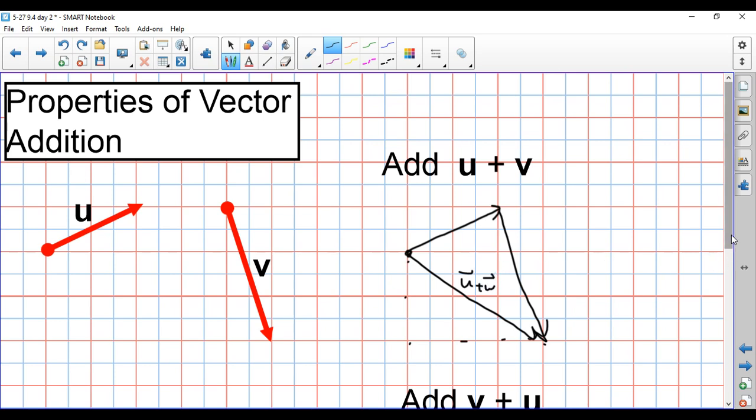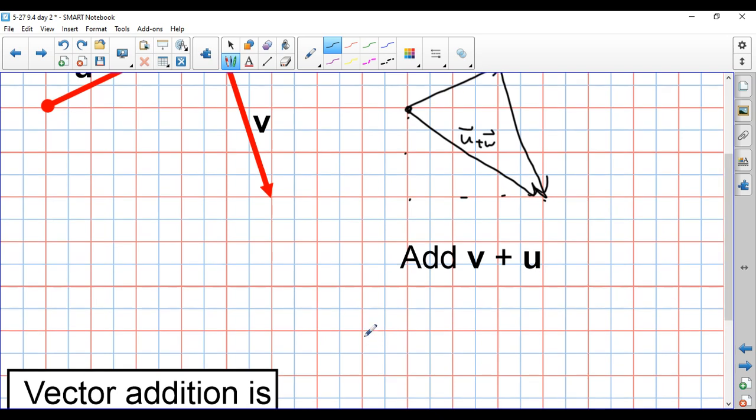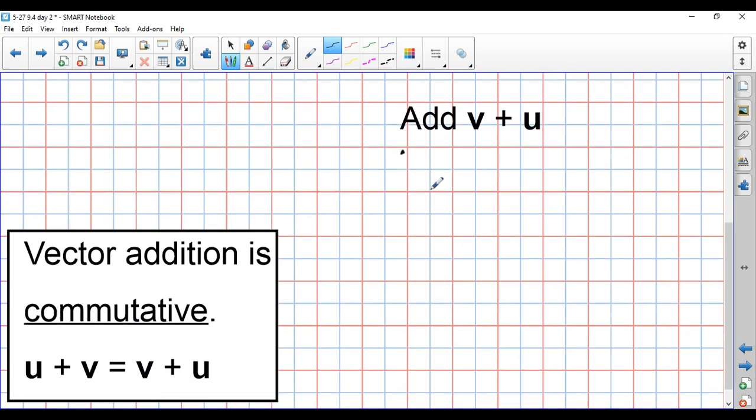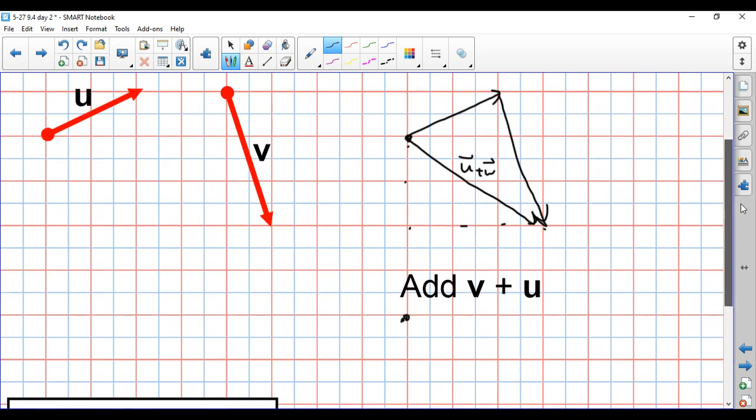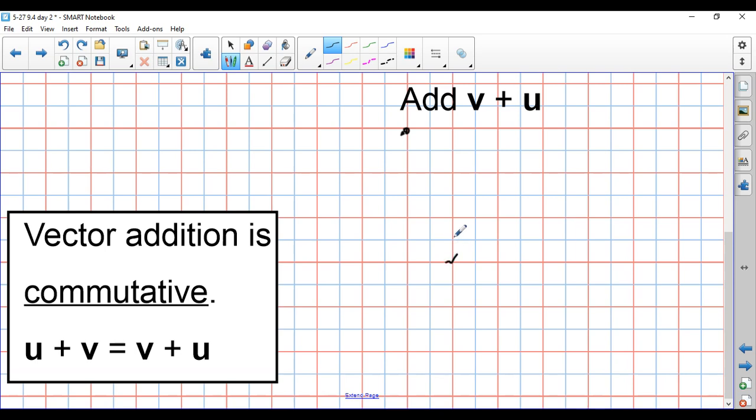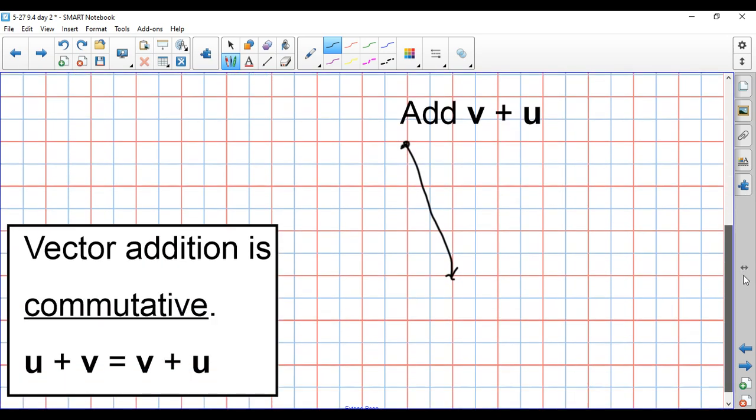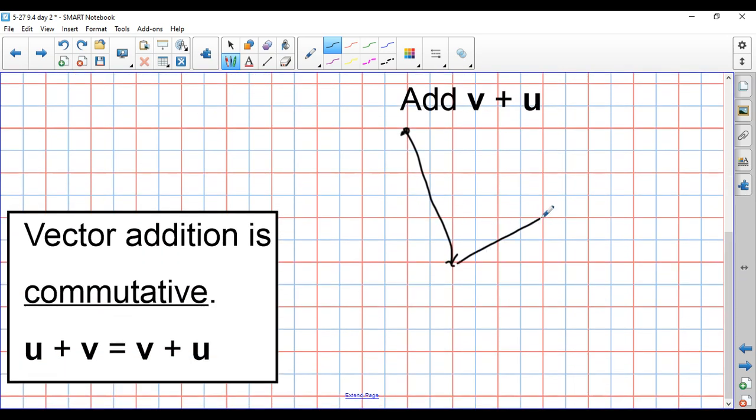If I add them in the other order, I start with v, so I start by going down 3 and right 1. There's v, and then I add u, which goes up 1 and over 2. What I should see is that the resultant vector goes down 2 and right 3. The resultant vector is exactly the same. Vector addition is commutative. The order can change and you will still get the same answer. It doesn't matter which way that you order things in.